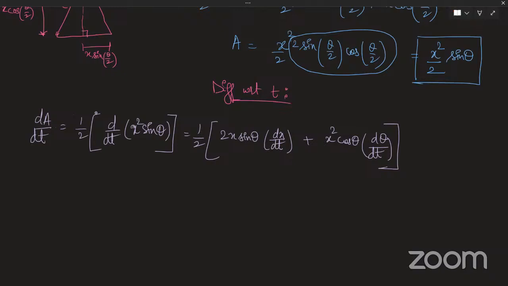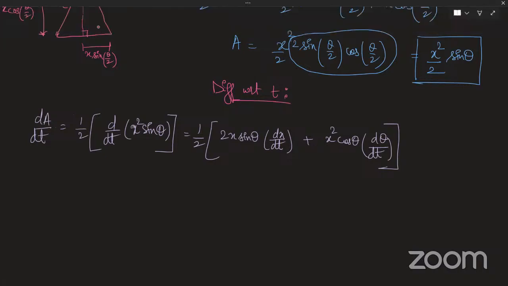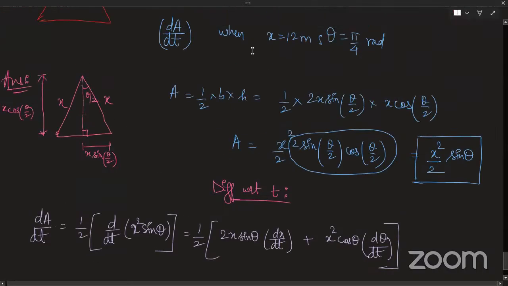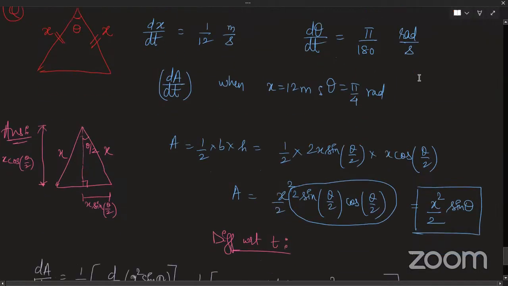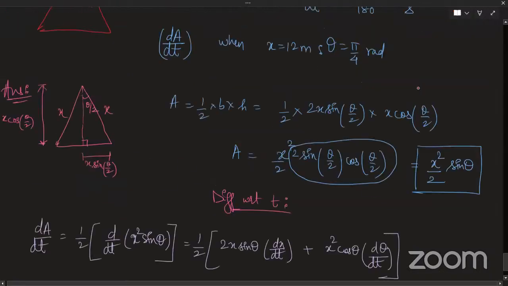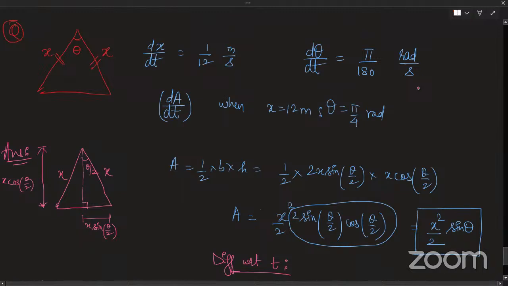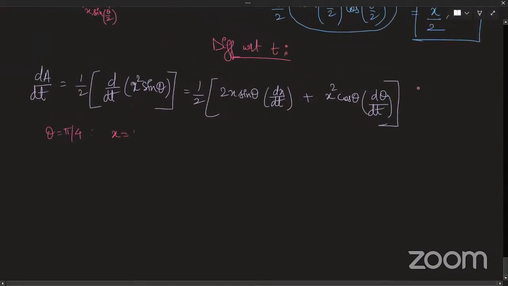So have I already got the answer? I am being asked to calculate the value of dA by dt, and I already have the values of x, theta, dx by dt, and d theta by dt. I should just input my values. The value of x is 12 and theta is pi by 4.